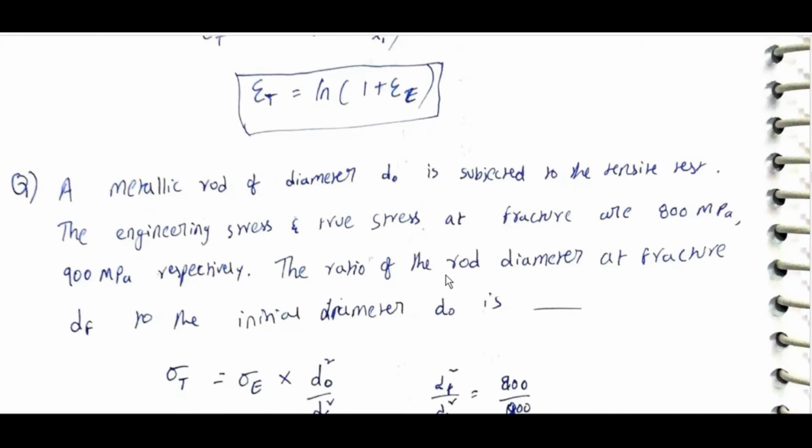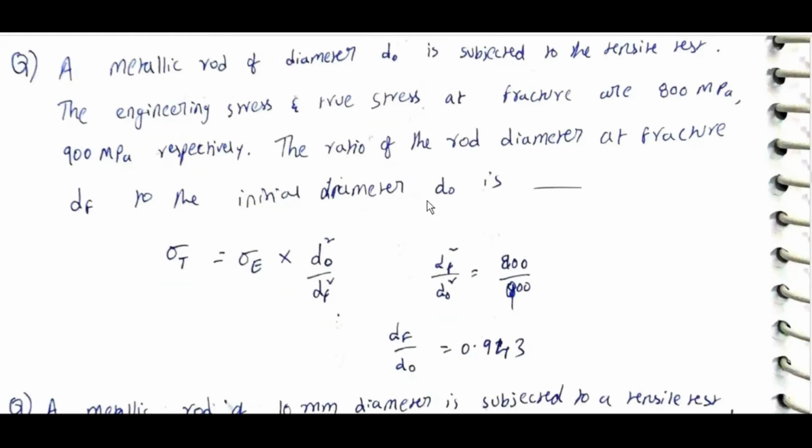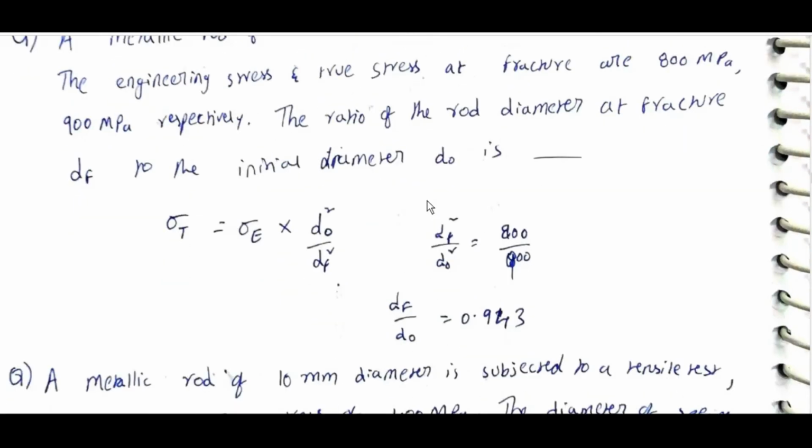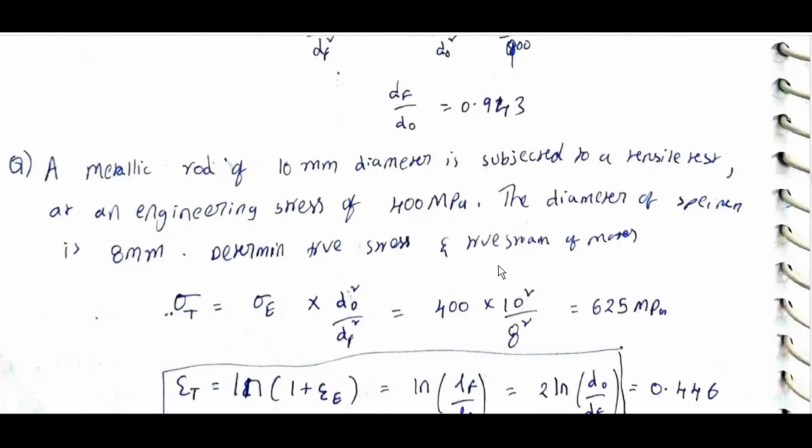A metallic rod of diameter d0 is subjected to a tensile test. The engineering stress and true stress at fracture are 800 megapascal and 900 megapascal respectively. Find the ratio of rod diameter at fracture df to initial diameter d0. Sigma t is equal to sigma e into (d0 by df) whole square. So df square by d0 square is equal to 800 by 900. Df by d0 is equal to 0.943.